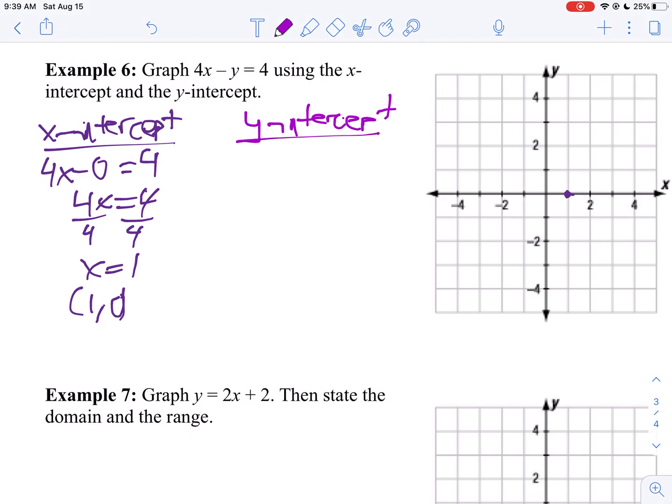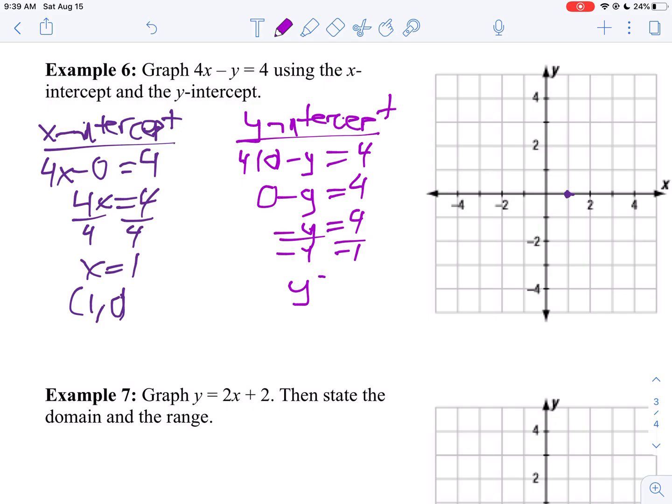So to find the y-intercept, we're going to make x 0. So I'm going to have 4 times 0 minus y equals 4. 4 times 0 is 0. 0 minus y is negative y. So I divide both sides by negative 1 to get y by itself. So y is negative 4. Sorry about that. 0, comma, negative 4. So I'm going to put a point at negative 4. Now I've got my 2 points.